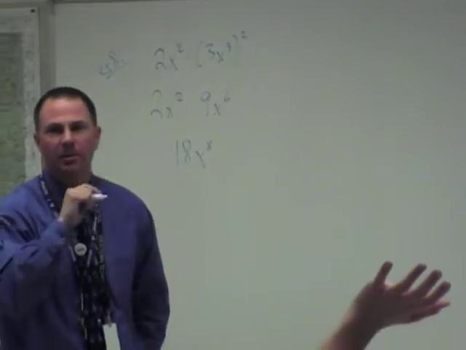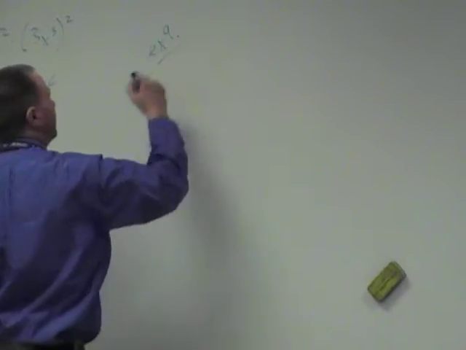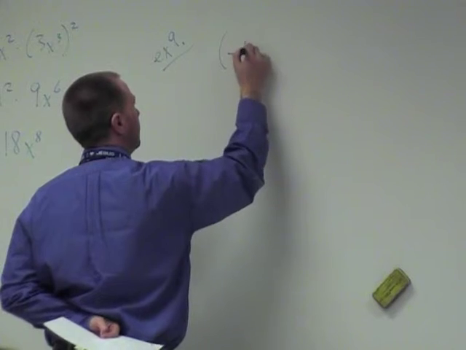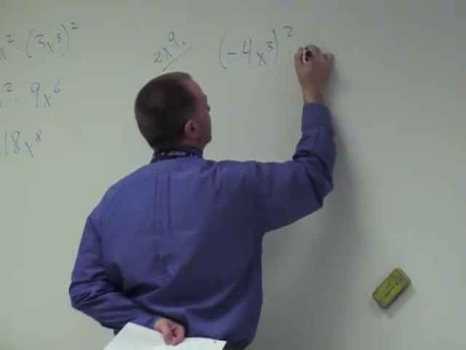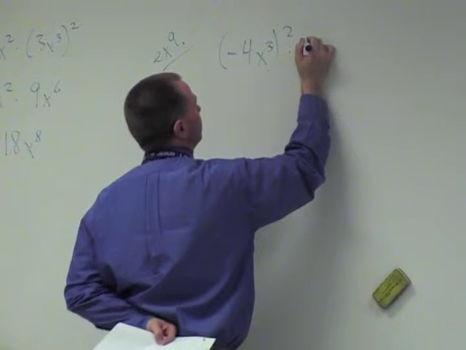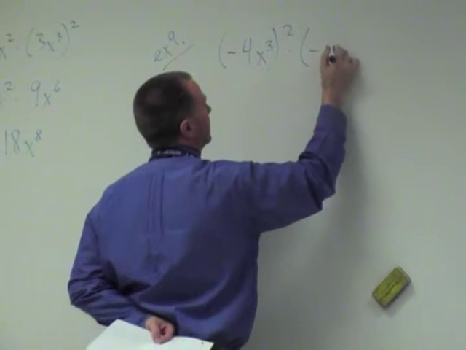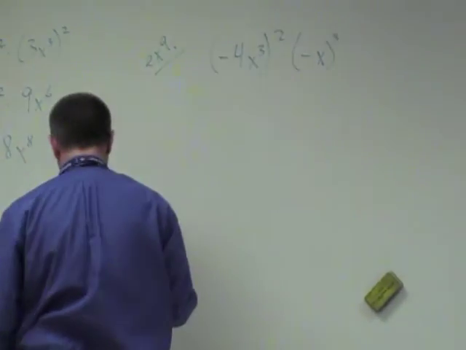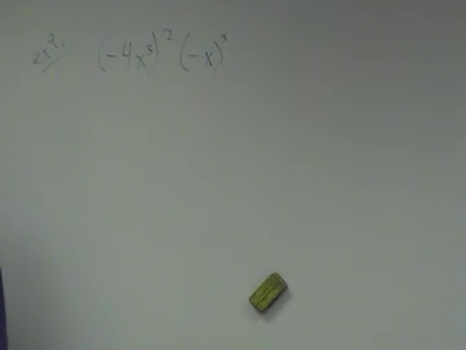Let me do something. I'm gonna make up another one based on what I saw in the assignment. Example 9. Let's see. I don't have another one. So let's see. How about negative 4x cubed raised to the second power times negative x raised to the third power. Yeah, I just worked it out. Give everybody a second.